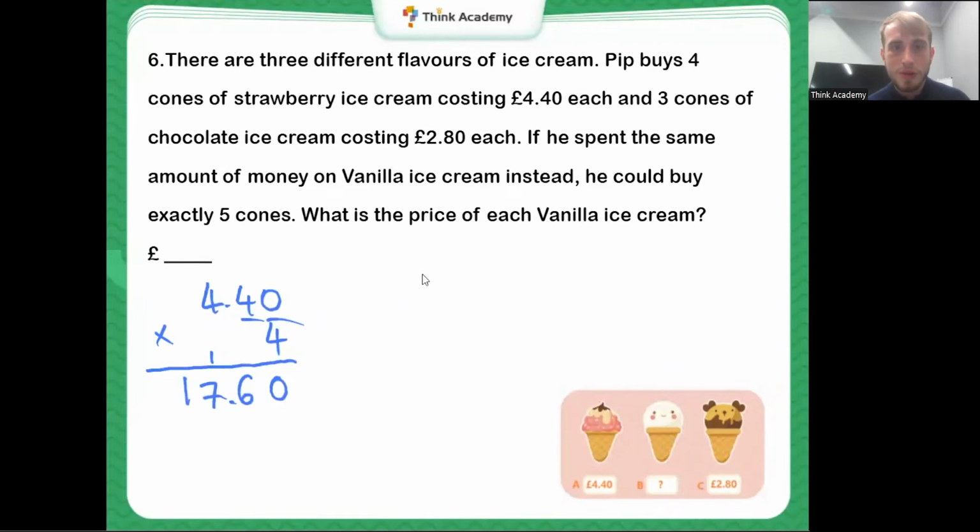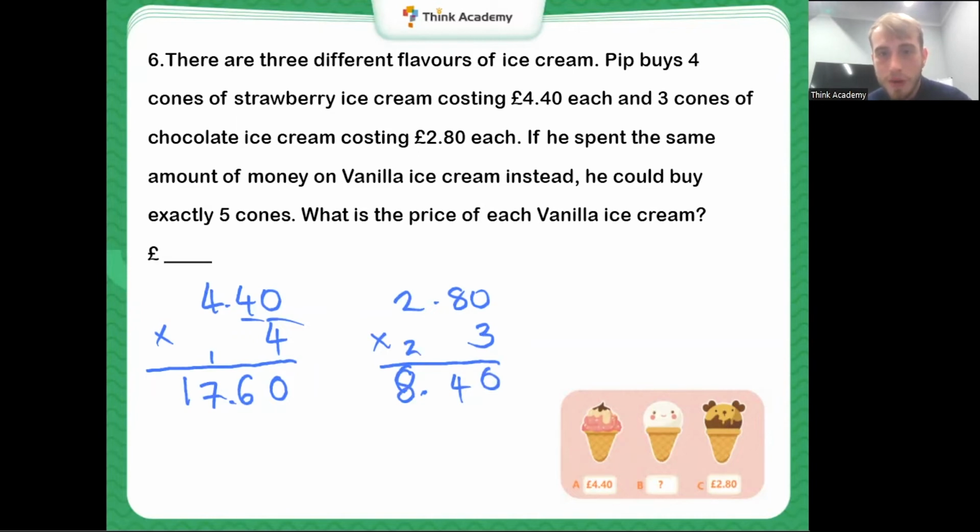3 cones of chocolate ice cream cost $2.80 each. So let's multiply to work out how much Pip spent on chocolate ice cream. So that's going to be £2.80 times by 3. Okay, and that's going to give us 0, 4, and carry the 2. So that's going to be £8.40 there, making sure you carry over. So how much have we spent in total so far? So we're going to add those together. If you add together the pounds, you get 17 plus 8 is 25. And then if you add together the pennies, you get an extra £1. So we can add together in that way and get £26.